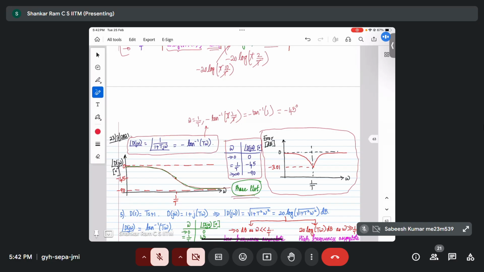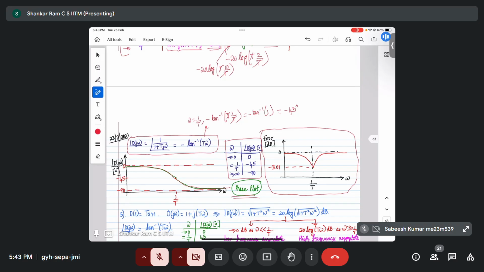So what we have learned today is the Bode plot of 1 by Ts plus 1. Where you and I have learned how to construct the magnitude plot and the phase plot of this factor. We constructed the low frequency and the high frequency asymptote of this factor. The low frequency asymptote was the 0 decibel line. The high frequency asymptote was minus 20 log t omega, which is a straight line with a slope of minus 20 decibels per decade or minus 6 decibels per octave.